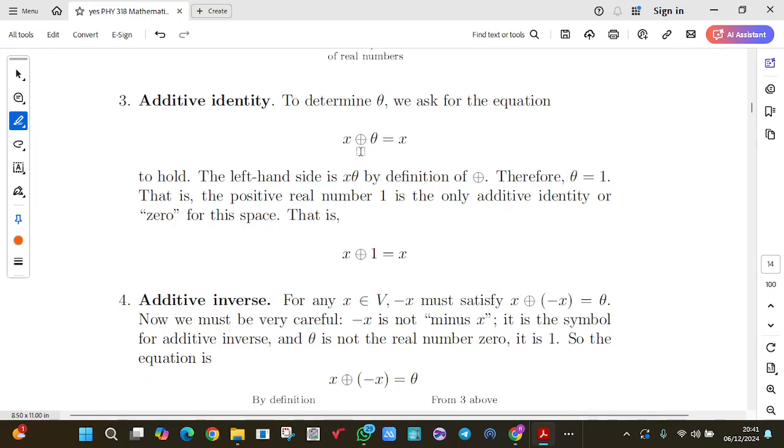So now the next thing is to determine this. We have to ask for the equation this equal to this, so that it should be satisfied. So we have to take the left hand side. The left hand side of this equation is equal to what? Let me see if you know. By definition, it will be x theta, right? Yes, by definition, it will be x theta.